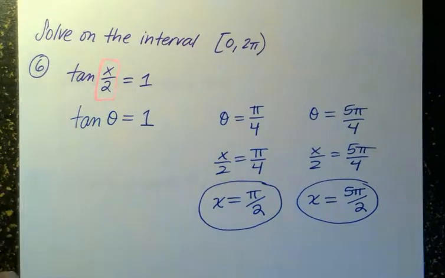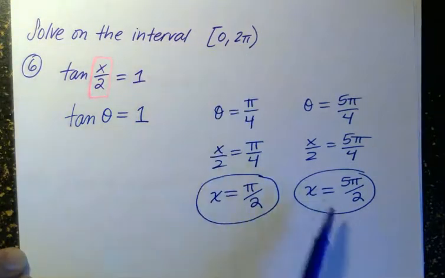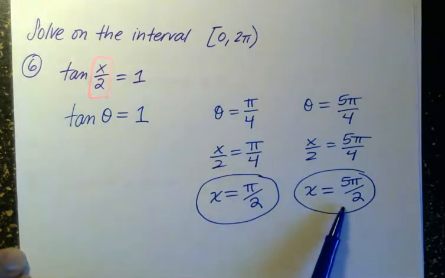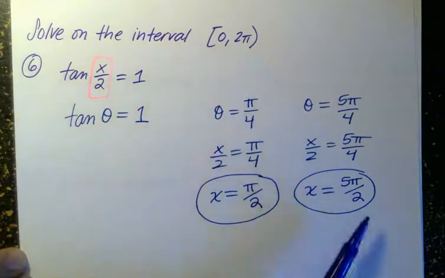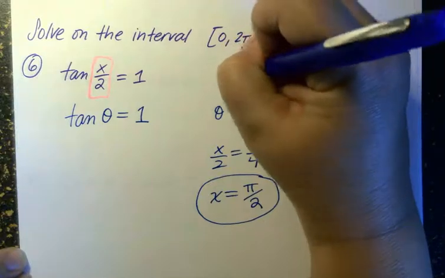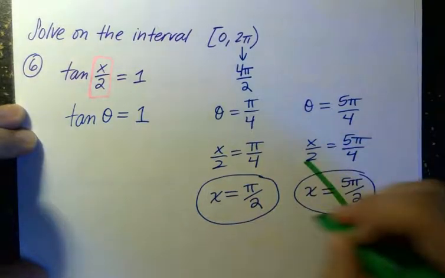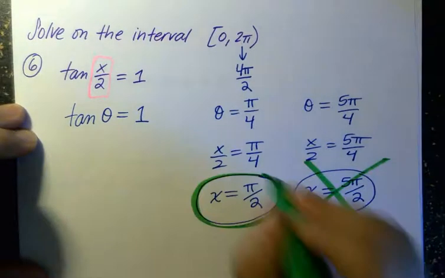Maybe. Hold on. Stop the party. Why? Because I need to check this. I was asked to solve on this interval, right? This value is not on this interval. Okay? Remember that 2 pi, if I have 2 in the denominator, that's the same as this. So this is more than 2 pi. So this is not on that interval. So this becomes my only solution.